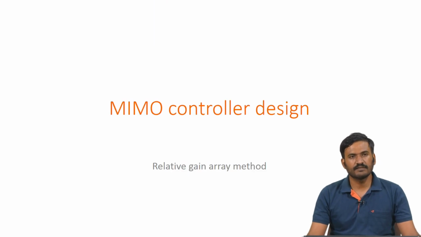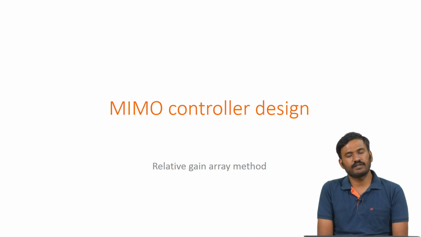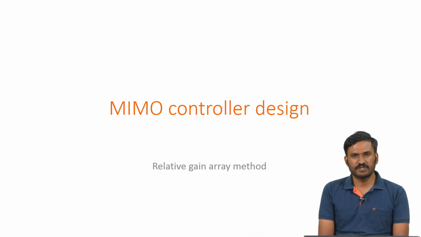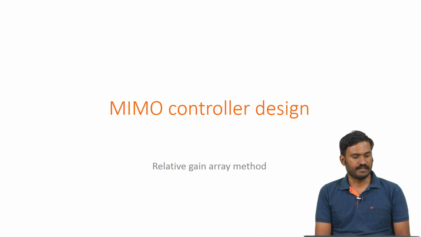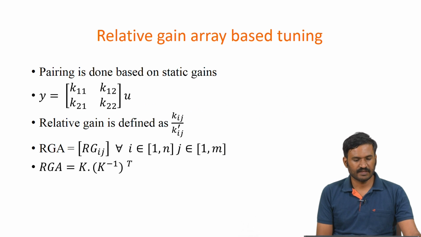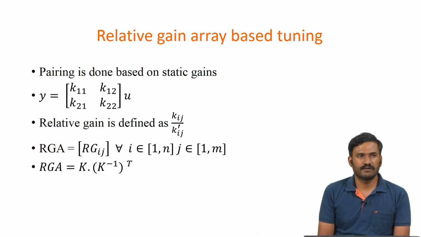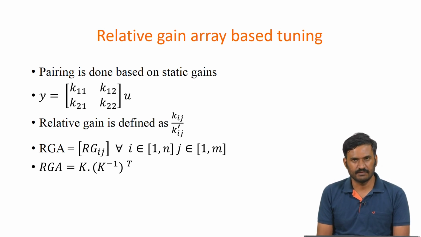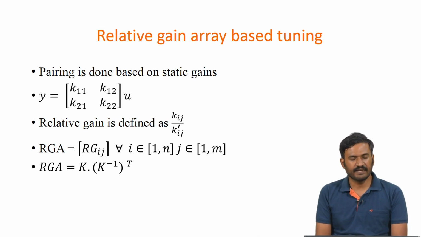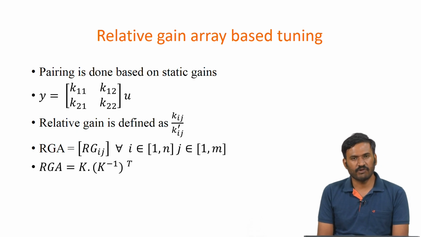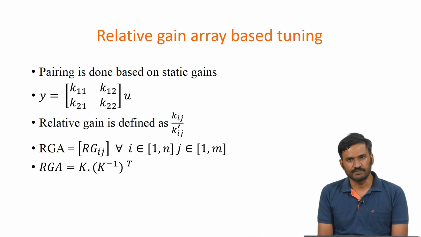Let us look at another method where we use relative gain array to pair the MIMO system such that we will have reasonable control with minimal offset and minimal computation also. So, the idea is pairing is done based on static gains and we can compute the static gain values by final value theorem for a given transfer function. So, let us suppose we have done that, then we will have y, which consists of y1 and y2, where y1 is equal to k11 times u1 plus k12 times u2. Similarly, y2 is k21 times u1 plus k22 times u2.